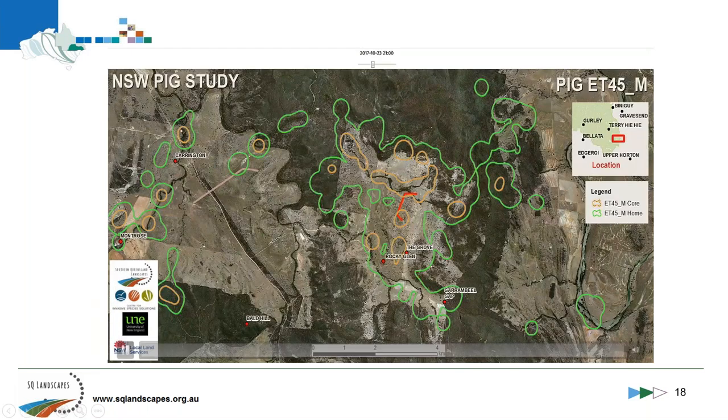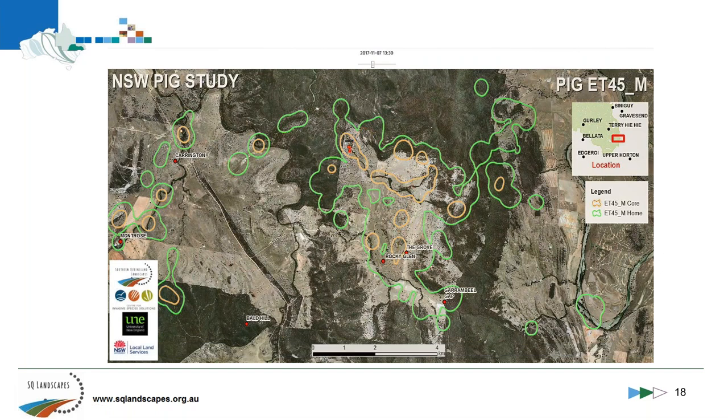What this shows is the red squiggly line is a 77 kilo boar, and this is a little 40 kilo sow. The green blob is that pig's home range. So that's where he spends most of his time. But the little yellow or brown blobs, that's his core home range. So that's where he spends over 90% of his time.